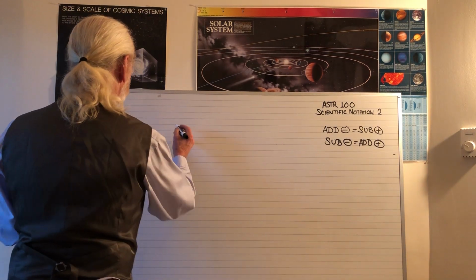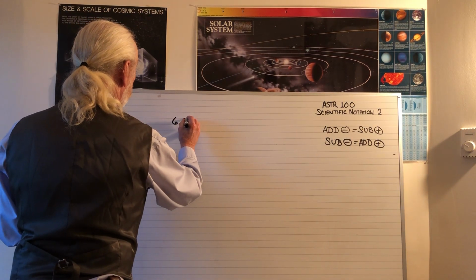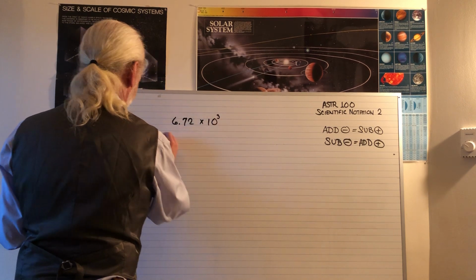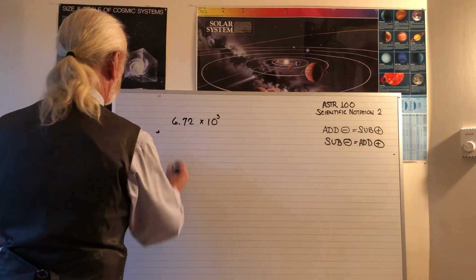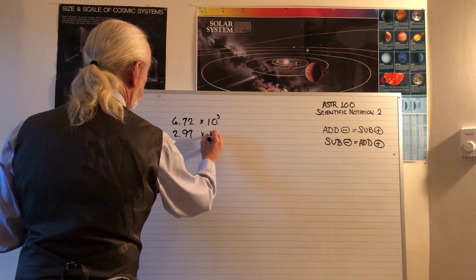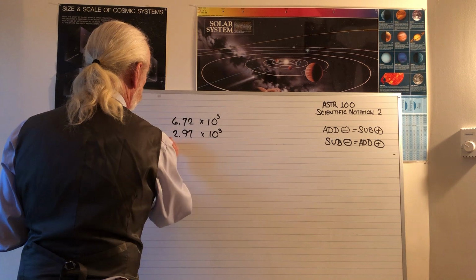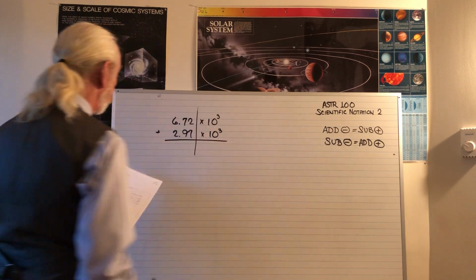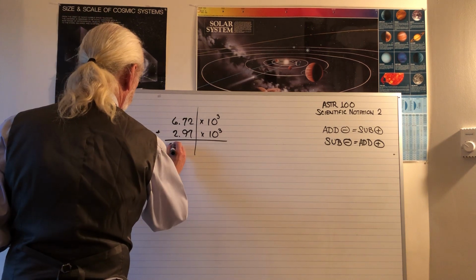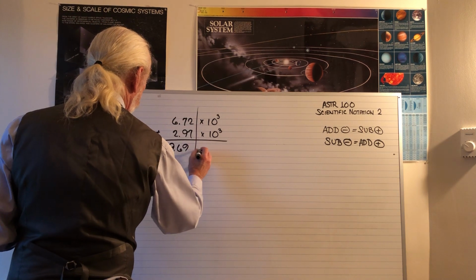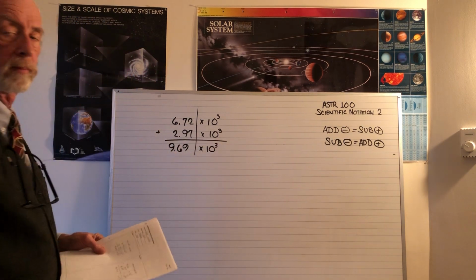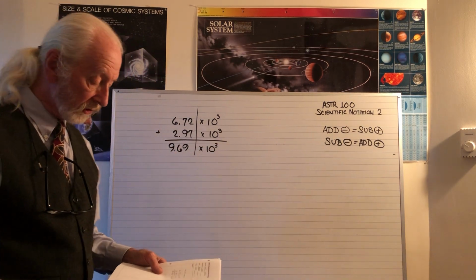So 6.72 times 10 to the third plus 2.97 times 10 to the third. Stack them, split them, add them up. You should get 9.69 times 10 to the third. Right? Pretty straightforward. Now look at this next one.